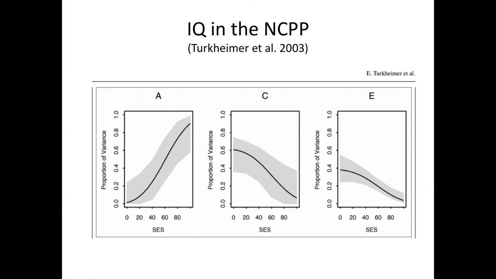If we look at the A box over on the left, as we move from the poorest families on the left, where almost none of the variability was accounted for by genes, to the middle class and up families on the right, almost all of it was. So something was going on in those poor families that prevented the expression of the genetic variability in intelligence. That finding's been replicated a lot since then. I won't bore you with it.